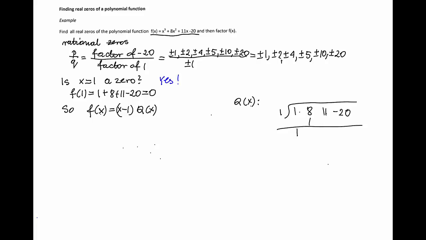So we'll write the setup and now perform synthetic division. We write down 1. 1 times 1 is 1. 8 plus 1 is 9. 1 times 9 is 9. 11 plus 9 is 20. And 1 times 20 is 20. And negative 20 plus 20 is 0. 0 is the remainder. Everything else in that row forms the coefficients of q of x. And therefore, q of x is x squared plus 9x plus 20.